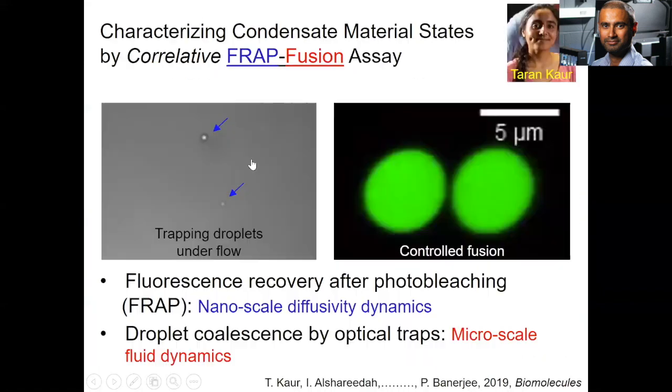So using this correlative force fluorescence microscopy, what we could do is implement a workflow where we have these flow cells that are again provided by LUMICKS.